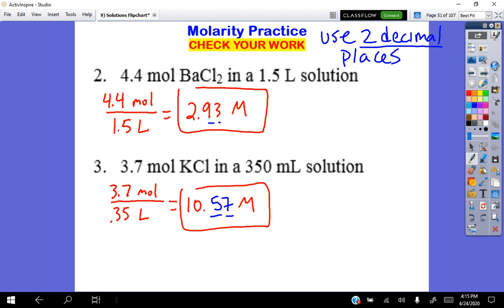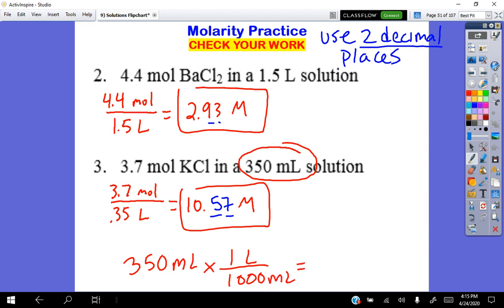One thing I want to point out is the differences in units for question 3. You may have noticed that we were in milliliters, but our equation has liters. So there is an extra step here. 350 milliliters times 1 liter over 1,000 milliliters will help us convert from milliliters to liters. By doing this, we get 0.350 liters, which is what I put in the denominator of this problem.